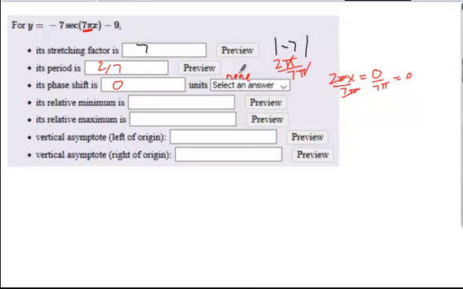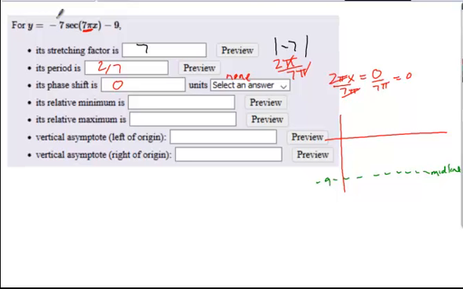Okay, and then finally, my relative mins and relative max and my vertical asymptotes, I'm going to need to look at the sketch of my graph to see where those are going to fall. So let's take a look at this graph. I take my vertical shift, which is down 9. So if I plot my midline, is that vertical shift at -9.